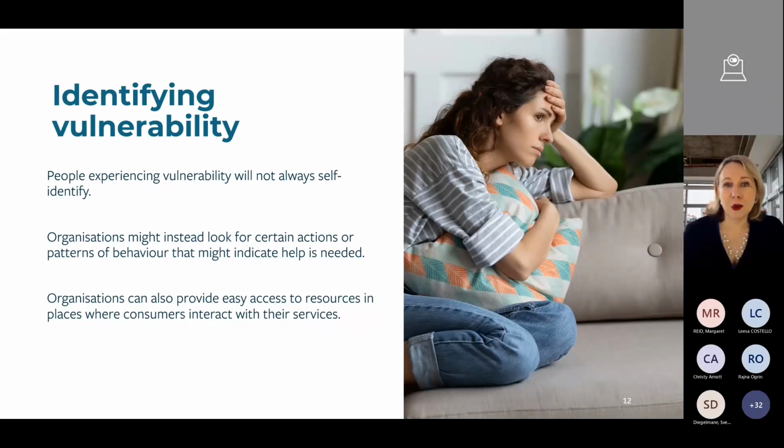So organisations might look for certain actions or patterns of behaviour that indicate that help is needed and can provide easy access to resources. So this is just providing a bit of a background for the marketing approach to dealing with vulnerability and being an ethical organisation. And I know a lot of this has already come up. There was the example in the keynotes about the Women's Butterfly Project and identifying that vulnerability at really early phases and through different actors who might not necessarily have engaging with housing stress as part of their core job descriptions.